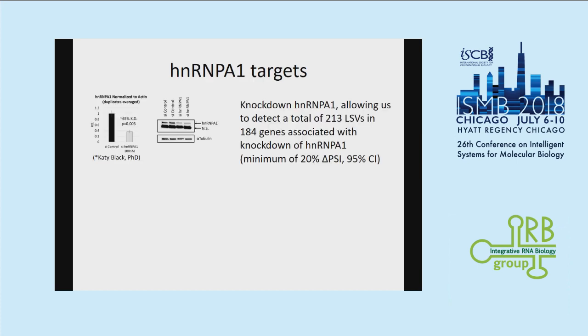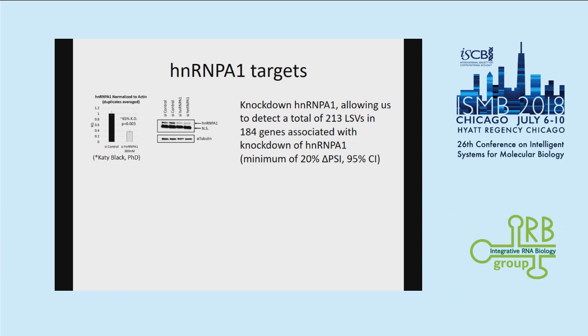And so what we did then was we knocked down this splice factor, and here are just validations. This is expression, and this is a Western blot showing the protein levels are knocked down. So then we essentially found 184 genes that were misspliced between the control and the knockdowns. So we called these targets.